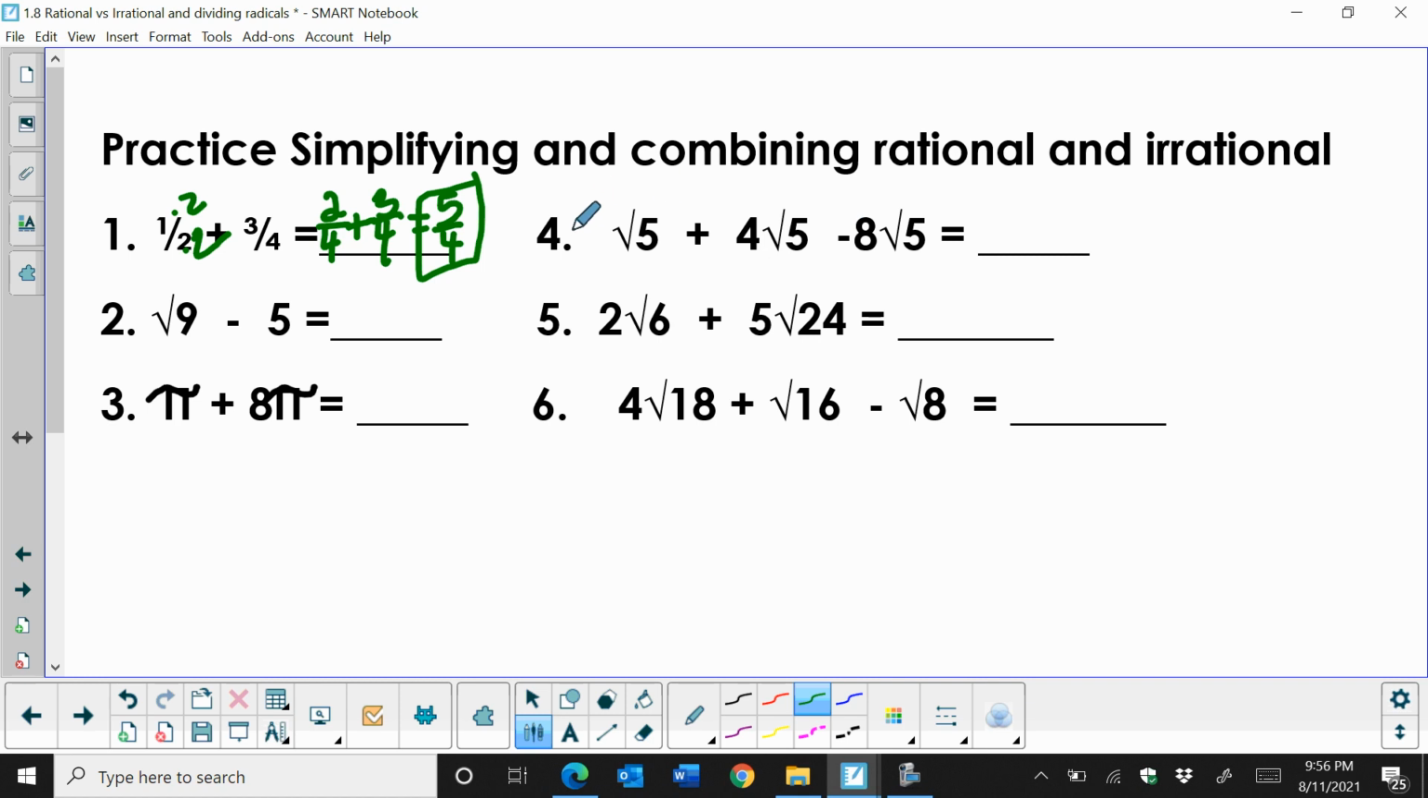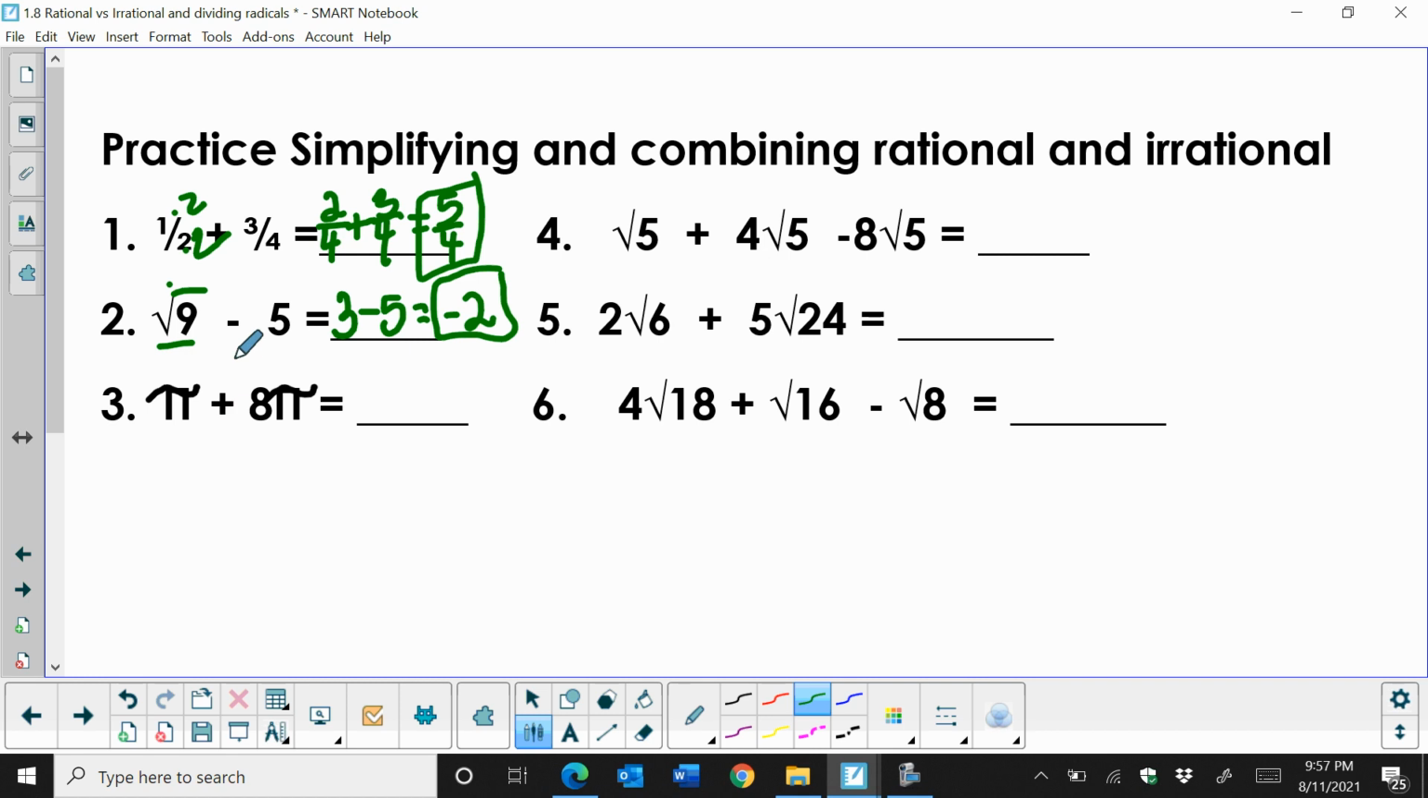Now, number 2. We have the square root of 9 minus 5. Now, you might have stopped and said, we can't do anything, but yes, you can. What do we know about the square root of 9? That one simplifies. So that's just going to be 3, because that's the square root of 9, minus 5, and the answer is -2. So can we take these two numbers, simplify this one to a rational? So that ended up being an irrational minus a rational.